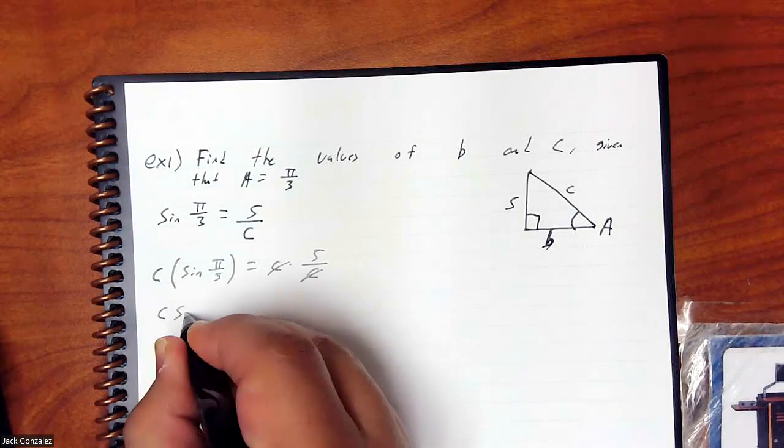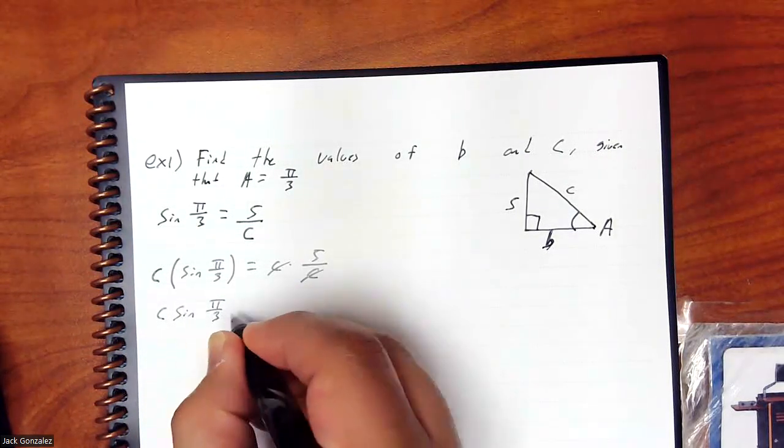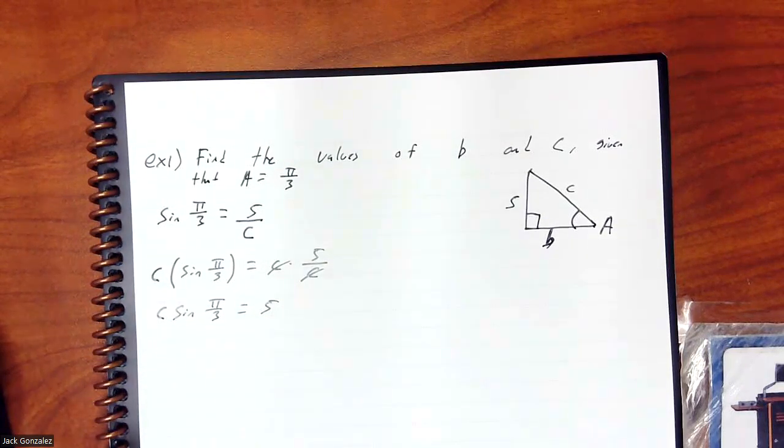So now I have C sine of pi thirds equal to 5. Divide that sine out, both sides.